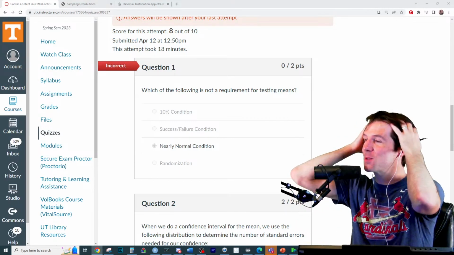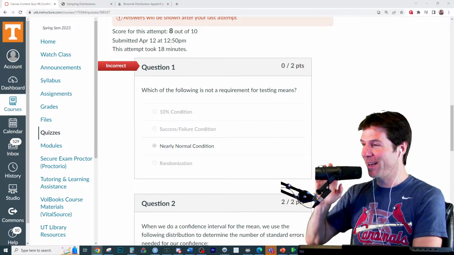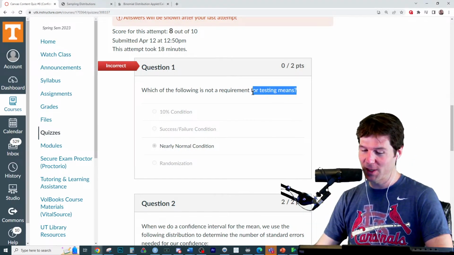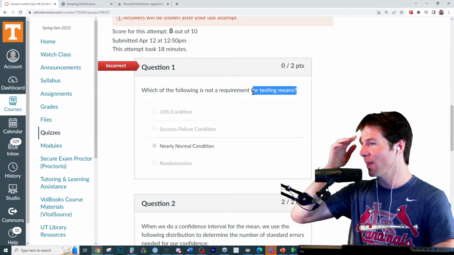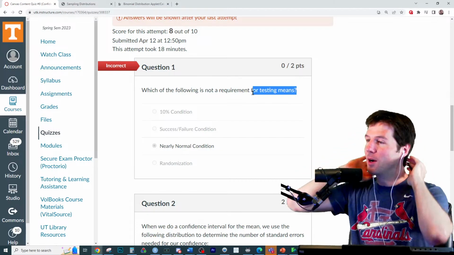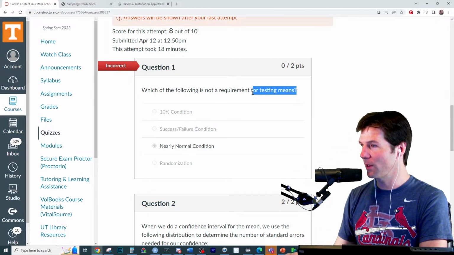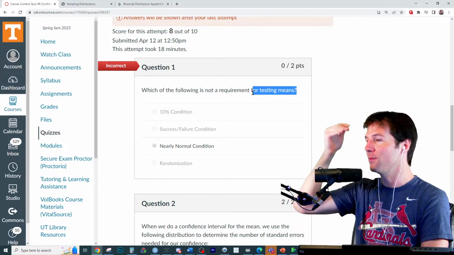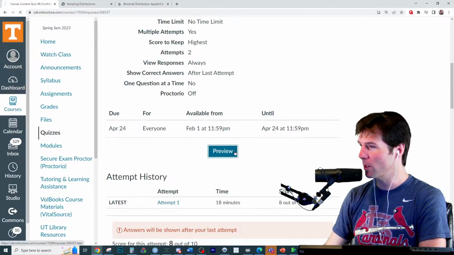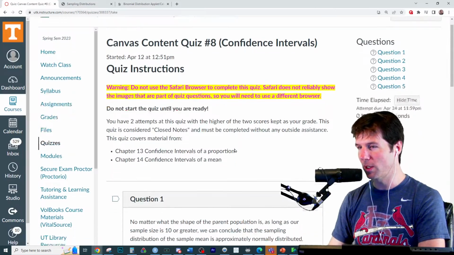I am working through these, explaining these. So you got to catch those little things that Brian doesn't read: not a requirement for testing means or for confidence intervals for means. The nearly normal is the requirement. So I guess because we needed 4 choices, so then we did not. My hair's looking all crazy. Let's do another version of this and we'll get that 100. We get 2 attempts. I'm just showing you get your 2 attempts.